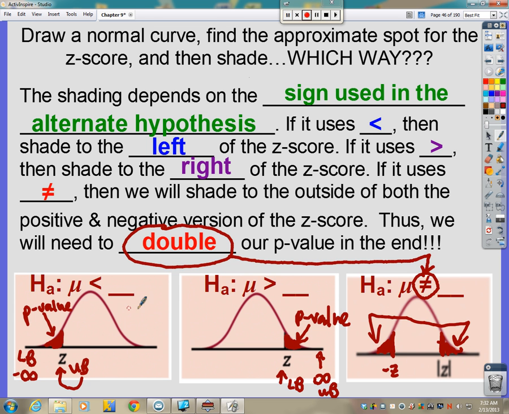And this is called a one-sided test. A not equal to sign is called a two-sided test, because we don't know which side we're really going to be on. So we might be on the less than side or the greater than side.